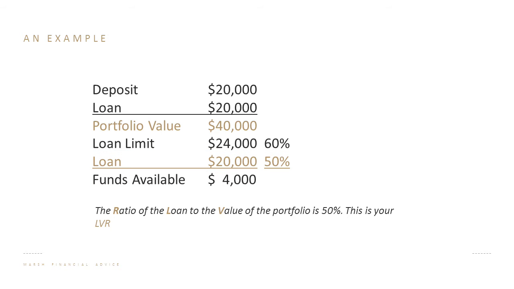But that is what a general portfolio looks like. 50% geared, I put in 20, borrow 20, total portfolio of 40, and they will actually lend us a bit more, so we can get an extra $4,000 if we want to, but we're happy at 50% gearing.